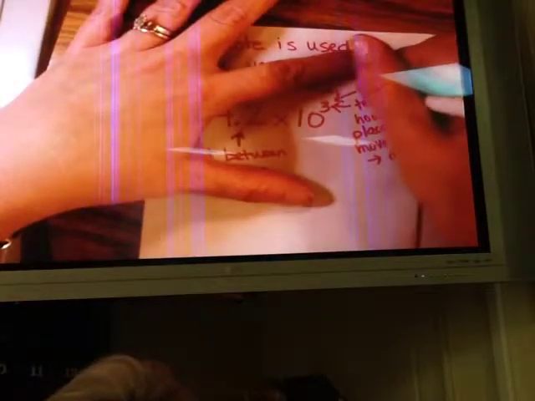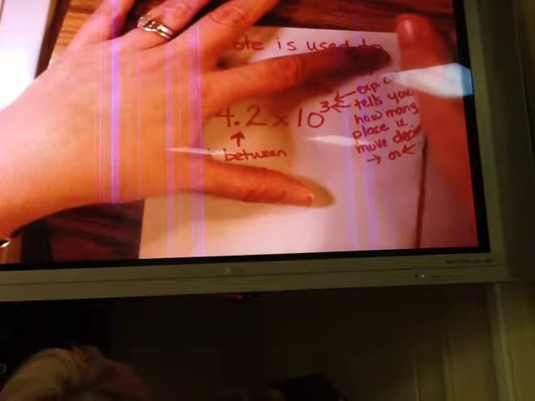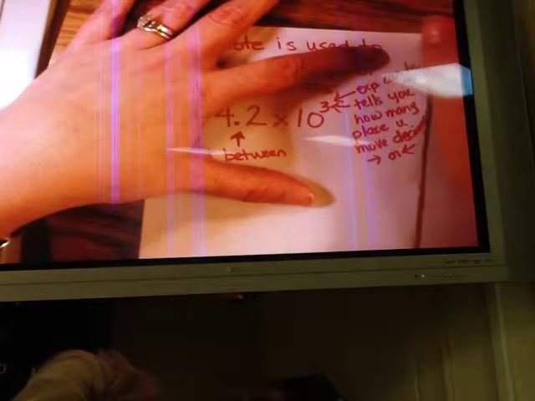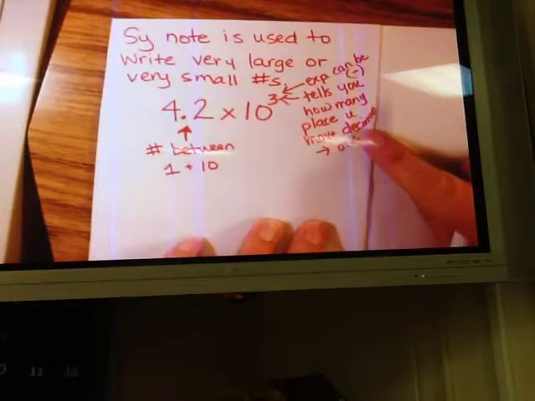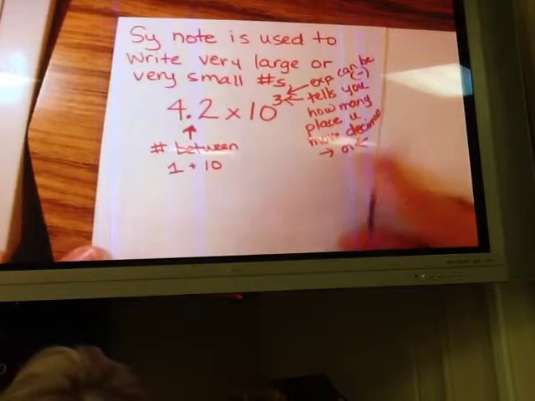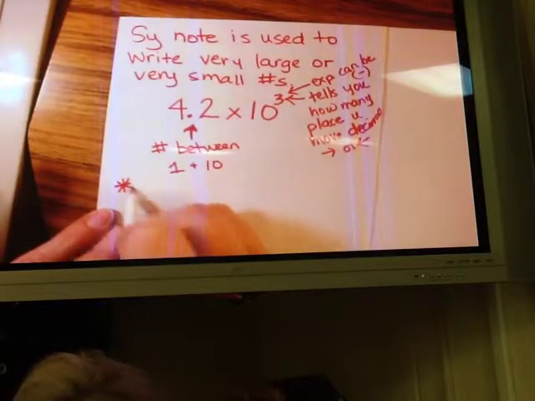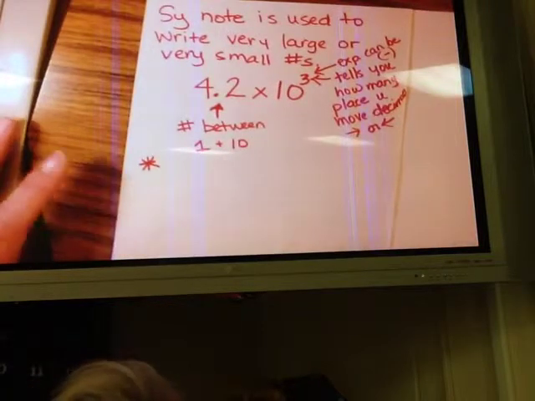Sometimes the exponent is negative, right? We saw that last week. I just didn't say anything. The exponent can be negative. Okay? Move the decimal to the right or to the left. All right, here's how you know which way to move it. We'll put these little asterisks, and I have to remind myself often.